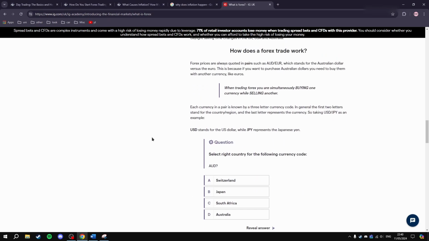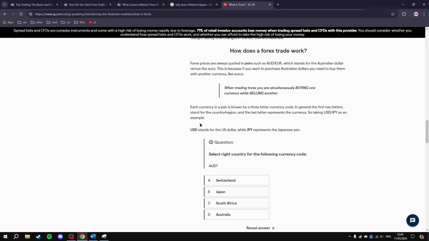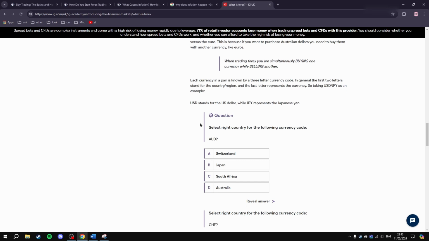So how does a Forex trade work? Forex prices are always quoted in pairs, such as AUD/EUR, which stands for the Australian dollar versus the euro. This is because if you want to purchase Australian dollars, you need to buy them with another currency, like euros.